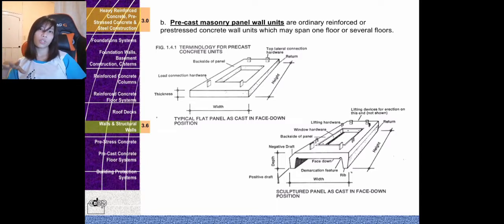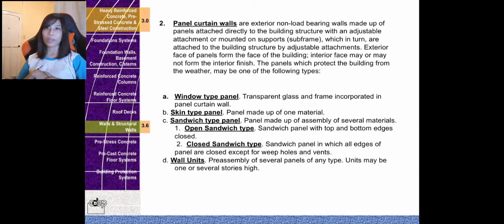They are created through the mixture of water, cement, fine, and coarse aggregates. So let's proceed to the next topic, which is the panel curtain walls. These are exterior non-load bearing walls made up of panels attached directly to the building structure that can be adjusted and mounted. So there are types of panel curtain walls.